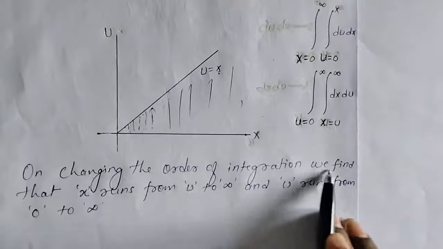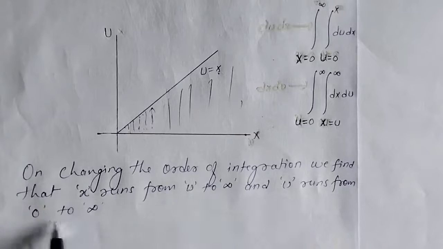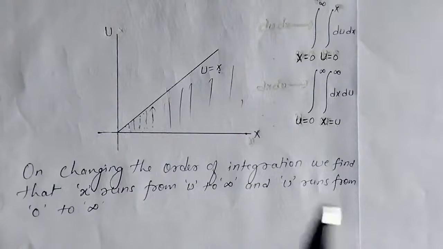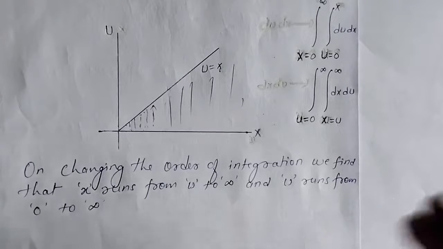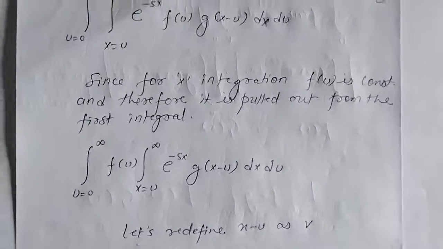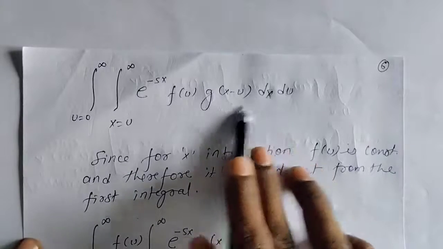On changing the order of integration, we find that x runs from u to infinity and u runs from 0 to infinity. If you are still confused, you can find this topic on YouTube by typing how to change the order of integration. So let's continue. Finally, we have replaced this with the new order.